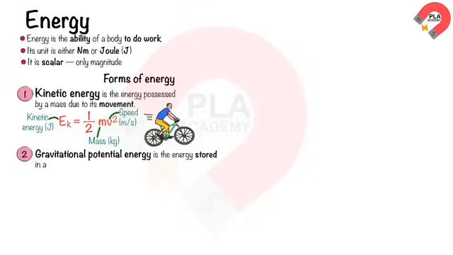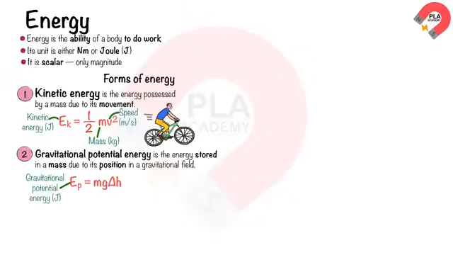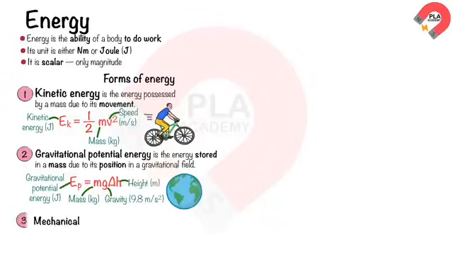Gravitational potential energy is the energy stored in a mass due to its position in a gravitational field. Its formula can be written as E(p) equals mg delta h, where E(p) is the gravitational potential energy in joules, m is the mass in kilograms, g is the acceleration due to gravity equals 9.8 meters per second squared, and delta h is the change in height in meters.